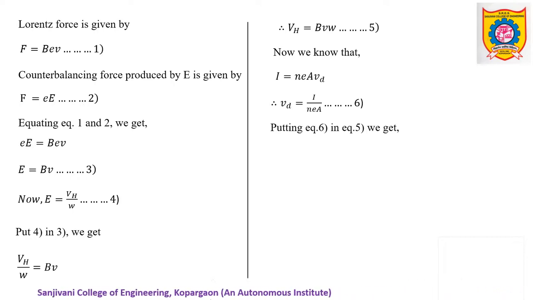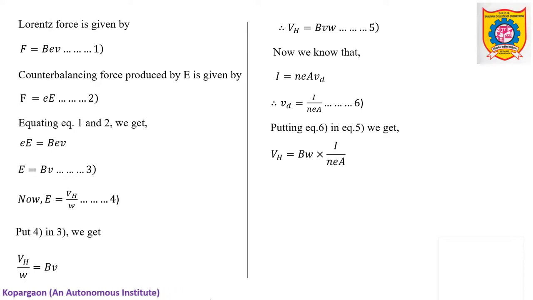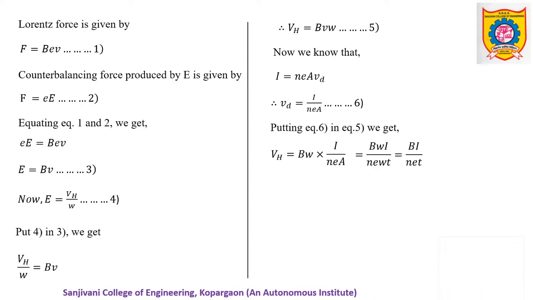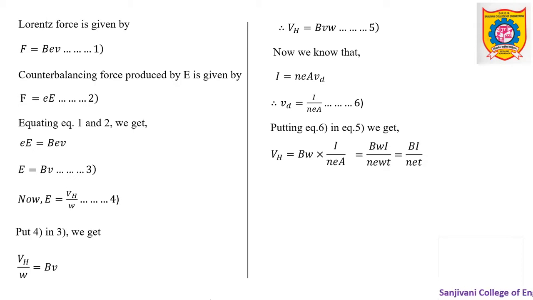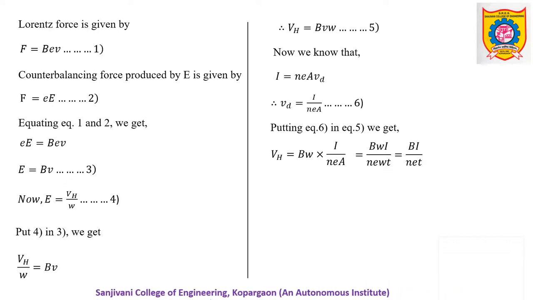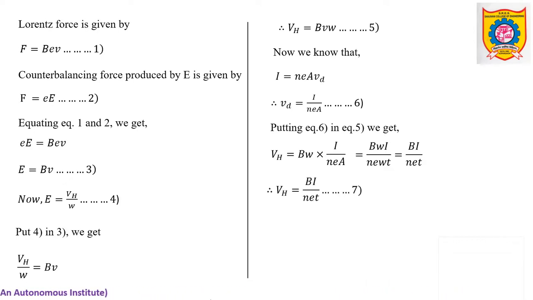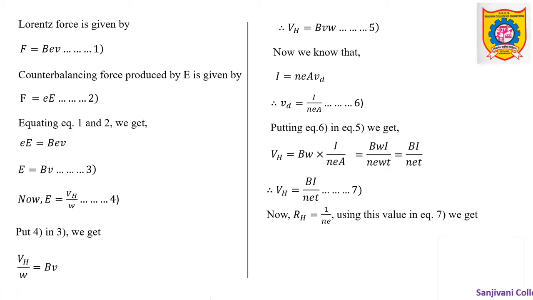So put equation 6 in 5. We get VH equals B into W as it is, and V is replaced by I upon NeA. So BWI upon NeA. Now A is the area of cross section, which is given by W into T, that is width into thickness, in which W cancels and we get BI upon NeT. So VH equals BI upon NeT is equation 7. Now as per the definition, RH, that is the Hall coefficient, is given by 1 upon Ne. So this 1 upon Ne from equation 7 is RH.